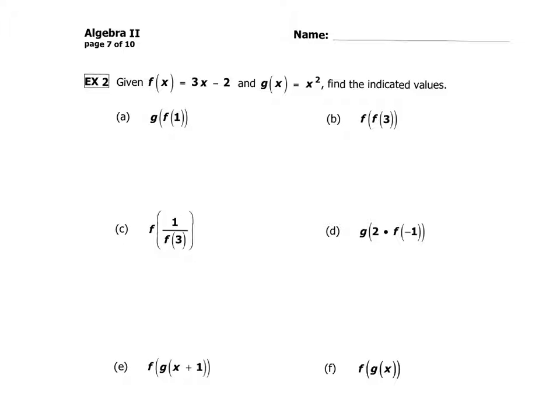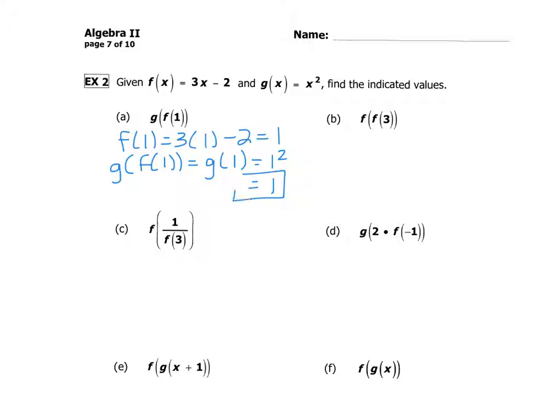So the first thing we're going to do is find f of 1. So f of 1 is 3 times 1 minus 2 gives us 1. So now g of f of 1, we're just going to substitute. We know f of 1 equals 1. So equals g of 1, which equals 1 squared, which equals 1. All right, let's go on to B.